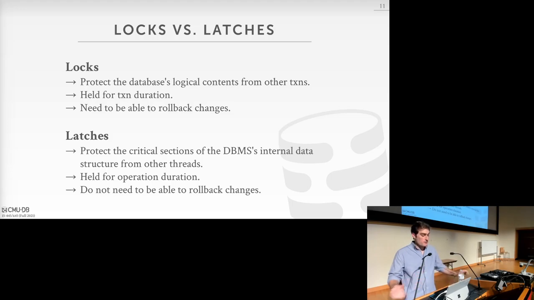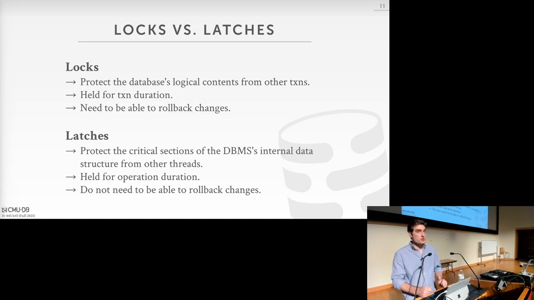At a lower, physical level is what we call latches. These protect the critical sections of DBMS internal data structures or algorithms from concurrent modification by other threads. And they're held usually for the duration of the operation, so for as short as possible. We just want to acquire the latch, execute whatever our critical section is, and then release the latch so that we don't block other threads from making progress. And we don't need to have any notion of rollback in this case.